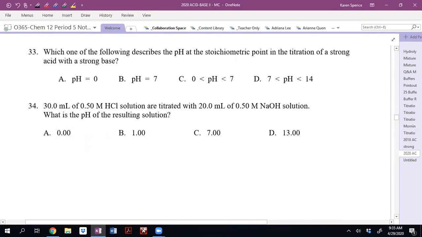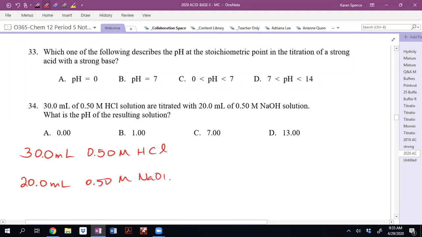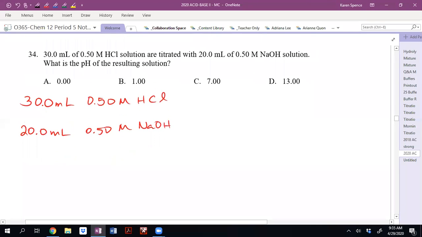Okay. We have 30 milliliters of 0.50 molar HCl titrated with 20 milliliters of 0.50 molar NaOH. What is the pH of the resulting solution? I did this one way last day. I'm going to show you another way of doing it today.